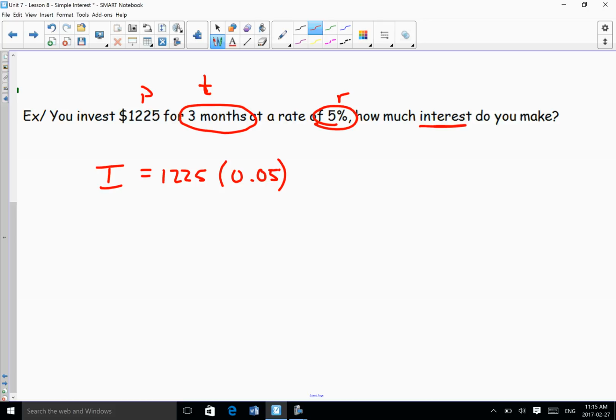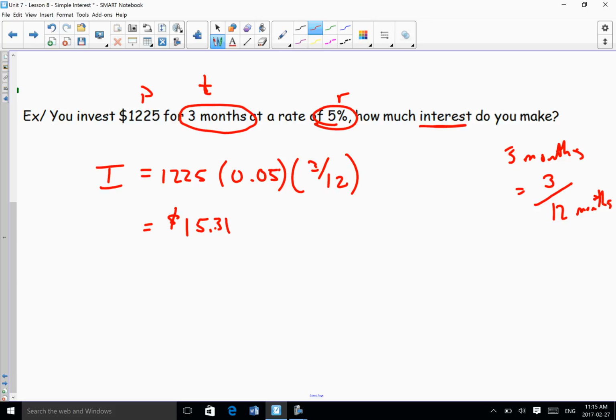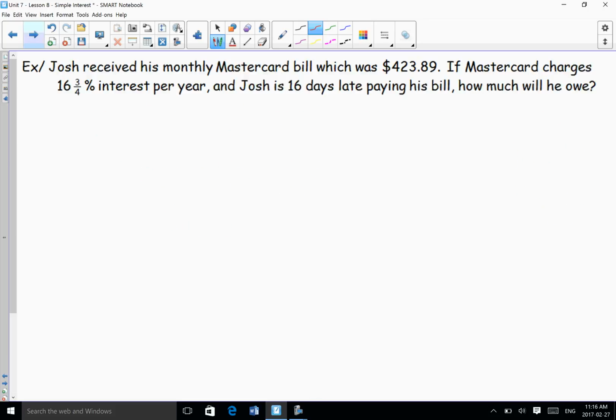Now time has to be in years. So 3 months in years. Well, years are always measured in 12 months, right? So we have a portion of that, 3 out of 12. Now you can write it in there as a fraction if you want to, or it's a nice decimal, it's a quarter, 0.25, we could use that too. But we have to make sure that time is in years. So multiply that all together, and we end up with $15.31. The longer you leave things in, the more money they make. 3 months is not very long to leave a chunk of money in the bank.